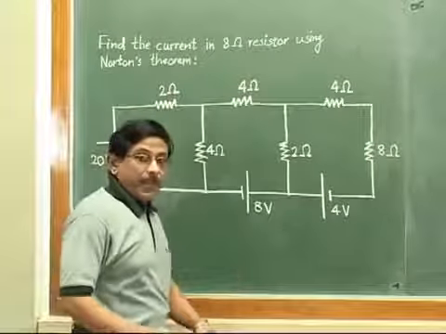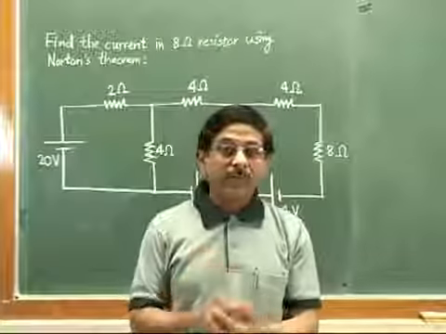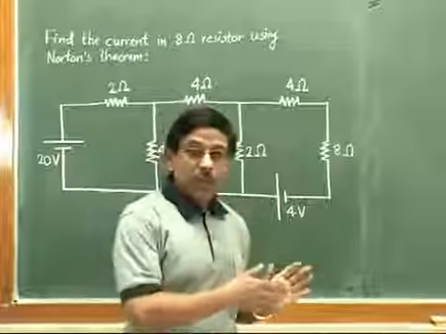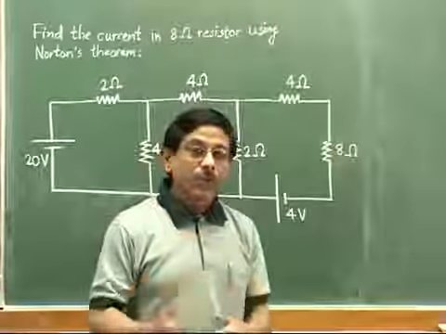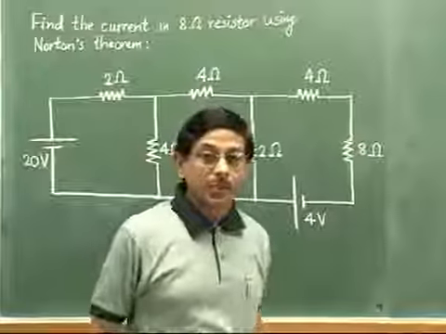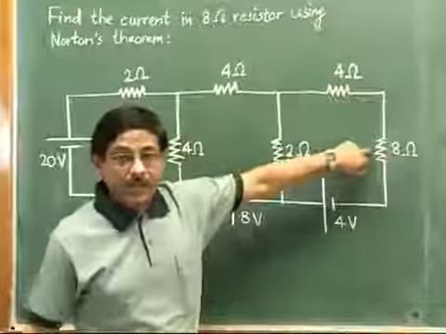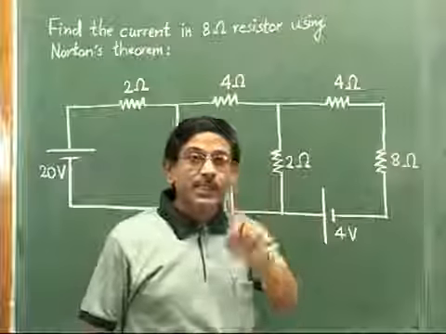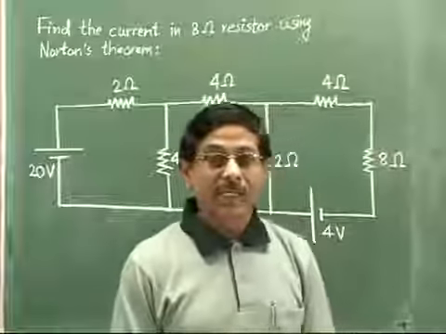I had told in the earlier video on Thevenin's theorem that we can solve any such problem by using 5 simple steps. Here also there will be 4 or 5 simple steps which we can use for finding the final solution. Our problem is to find the current in this 8 ohm resistor, but we have to use Norton's theorem. Now see, step 1 here is the same as step 1 in Thevenin's theorem.